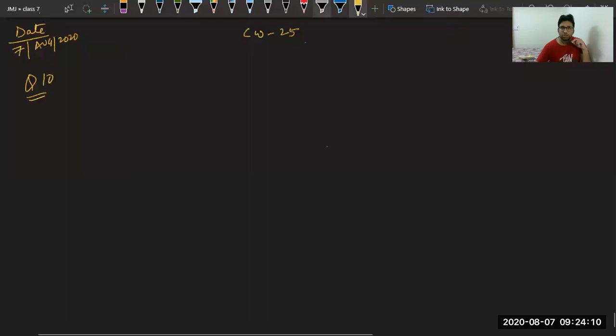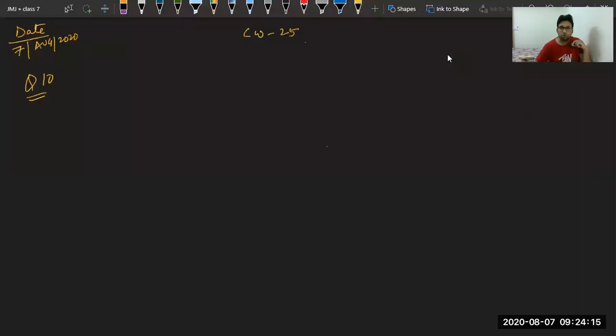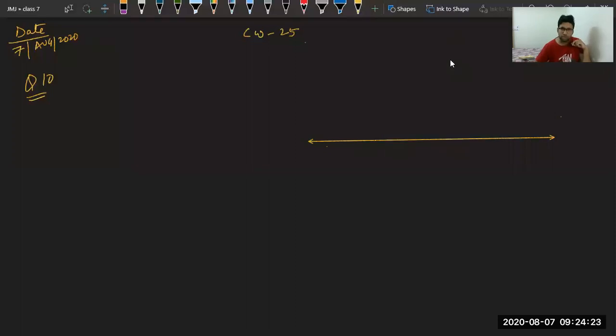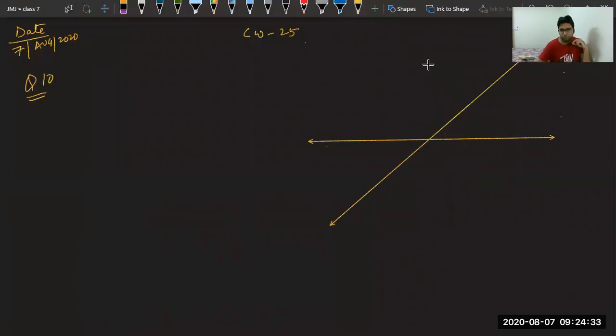Let me take two straight lines for question number 10. So in question number 10, we have this straight line. Then we have one more straight line. This one. I'm again telling you, you have to draw all diagrams using pencil only in your notebooks and draw each and every diagram. Like this, we have the figure.